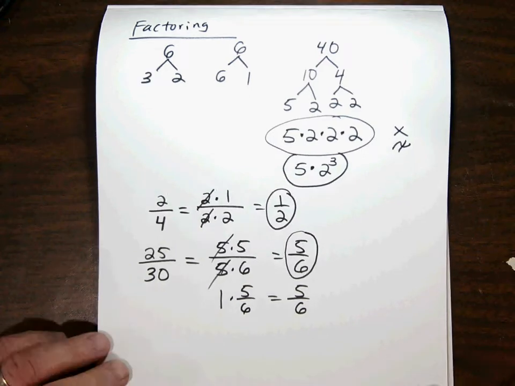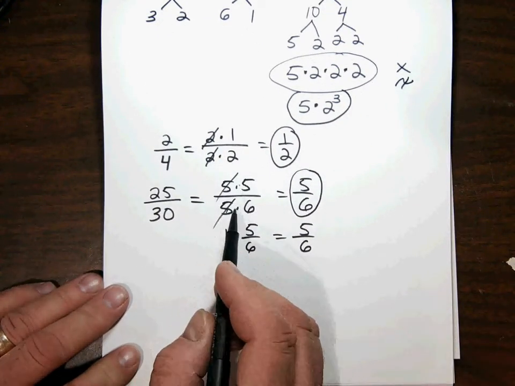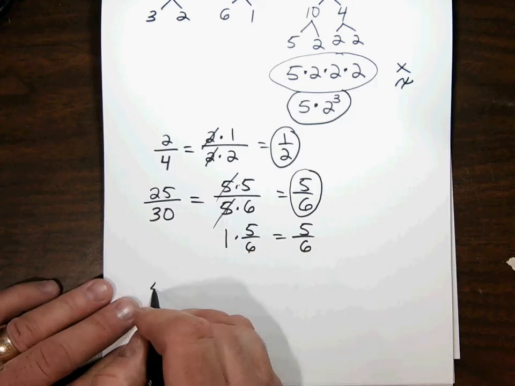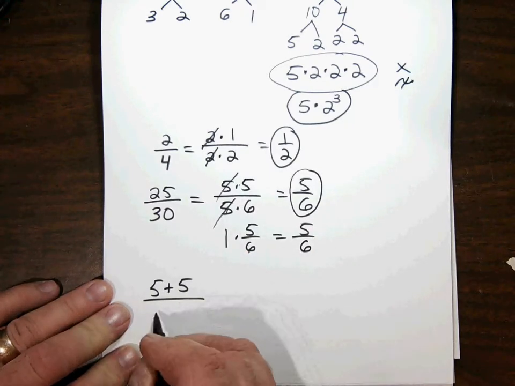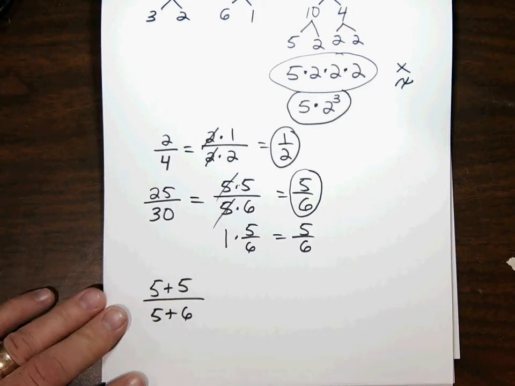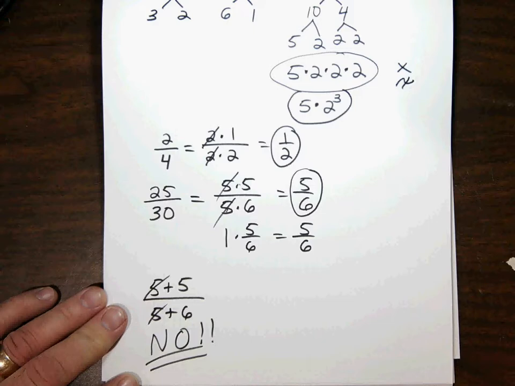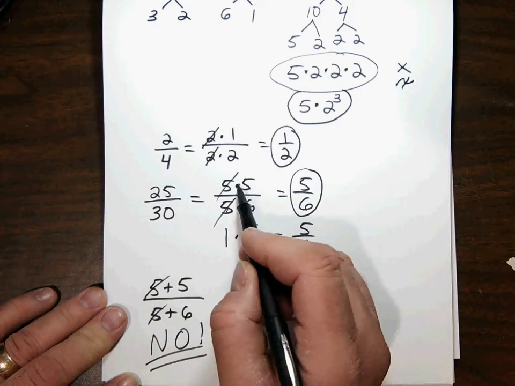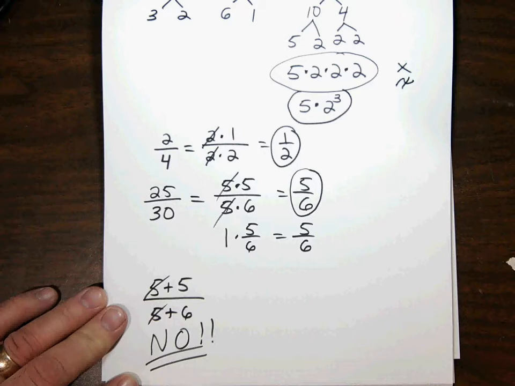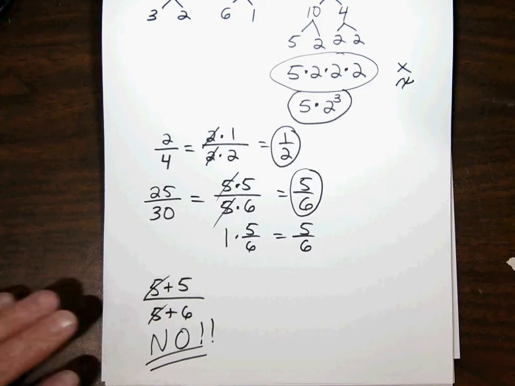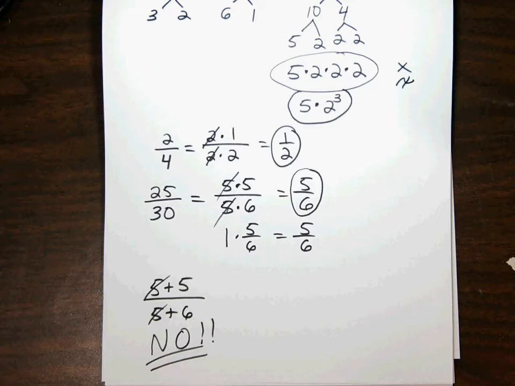Now we can only do that little cancel technique when these are multiplications, when these are factors. If I give you something that looks very similar, 5 plus 5 over 5 plus 6, okay, no way can I just do what I just did there. No. Can only cancel like that when I've got nice multiplications top and bottom, not additions or subtractions. Okay, can't do it. All right. Sweet. All right. So reducing fractions, we're going to factor top and bottom.